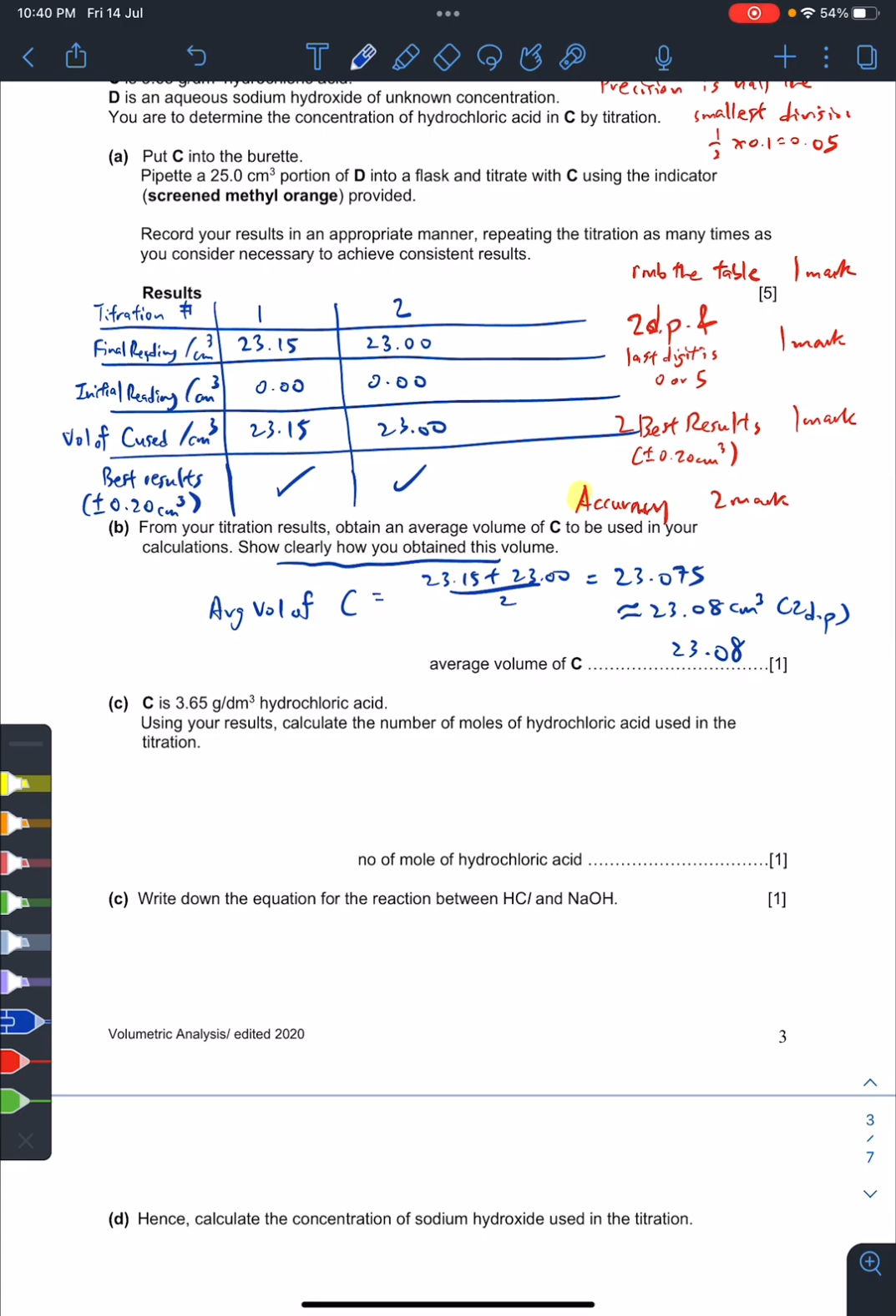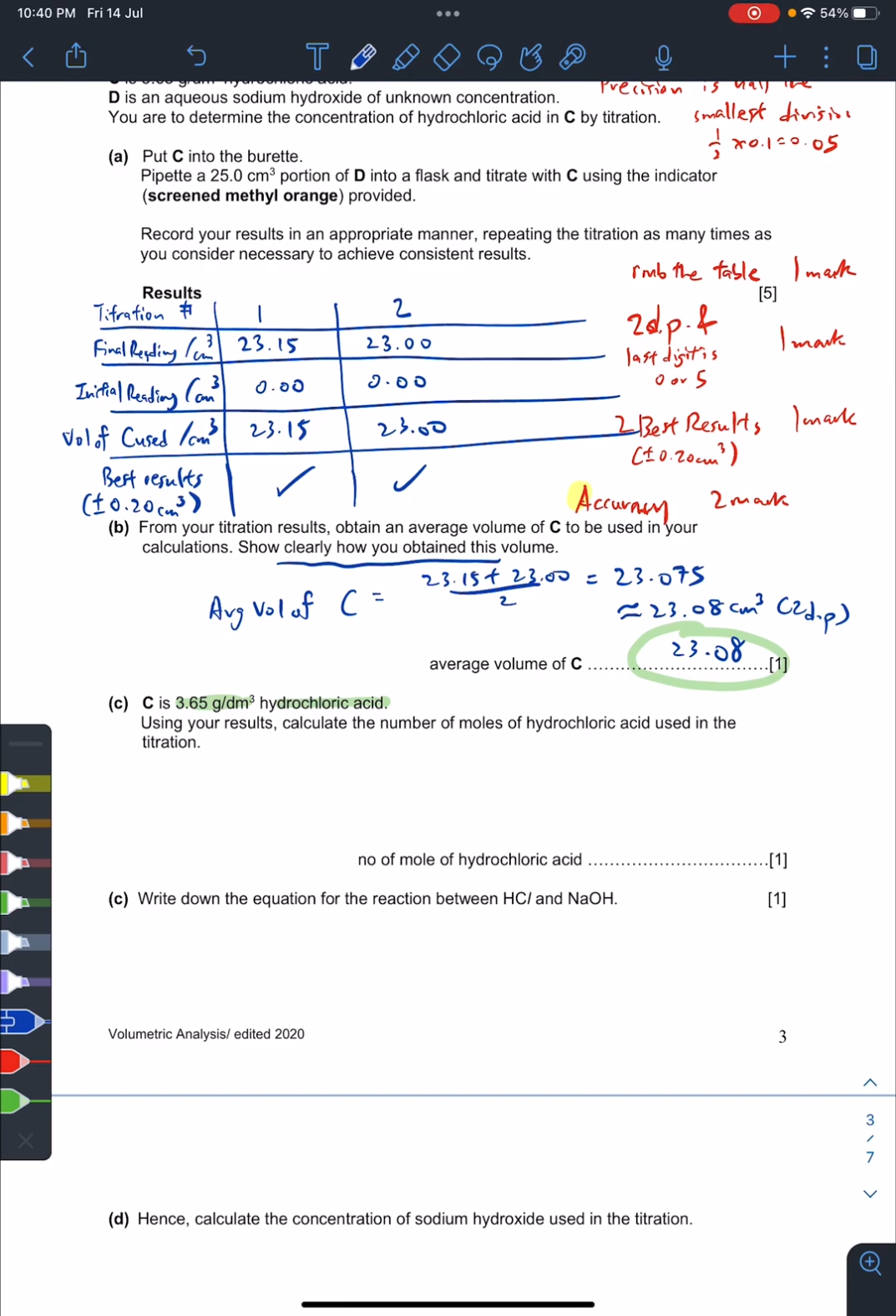So, you are supposed to calculate the mole. Let's see what do we have. We have volume of HCl. We have average volume. We have the concentration. Then try and calculate. Let's see what happens.